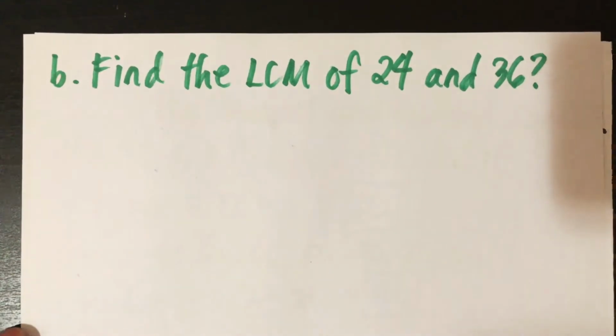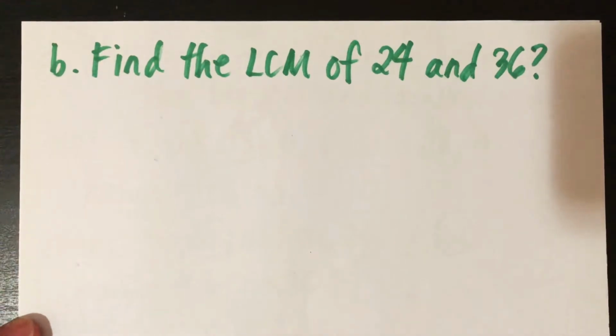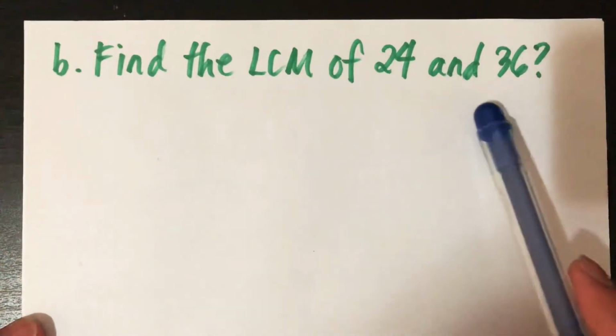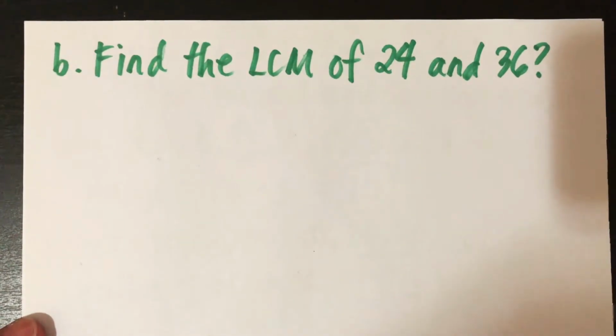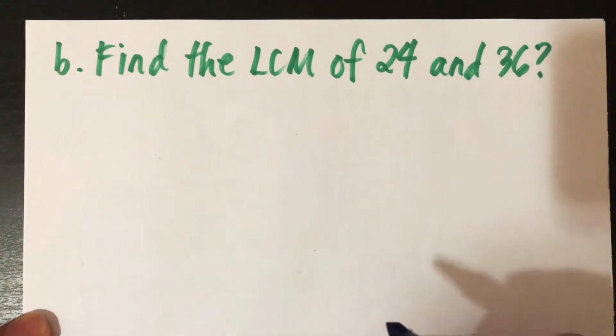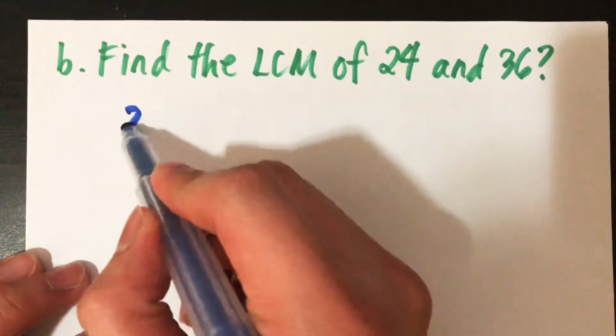Now, find the LCM of 24 and 36. Okay? Now, in this question, it's hard to find the LCM using skip counting because 24 and 36 are large numbers, and it will take us time. And the best way to do this is by getting the prime factors of these numbers. Okay, so let's start first with 24.